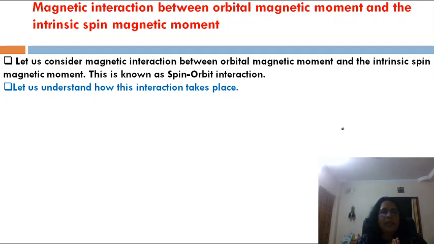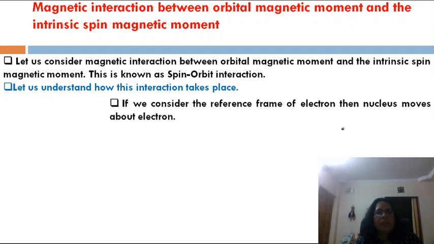Let us consider the magnetic interaction between the orbital magnetic moment and the intrinsic spin magnetic moment. This is known as spin-orbit interaction. Let us understand how this interaction takes place. I think you have very well understood how the orbital angular momentum is developed, how the orbital magnetic moment is developed, and how the spin magnetic moment is developed. Now, next, to understand the interaction.